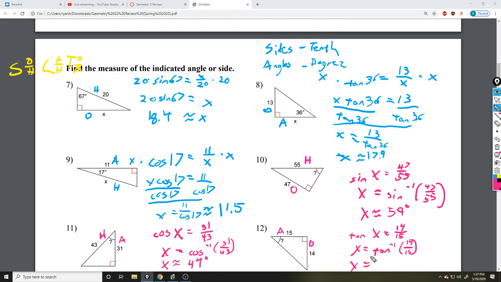And I'll put this one in my calculator here. Tangent inverse of 14 over 15. Again, it's second tangent. And you should get 43.02, so we're going to round that to 43 degrees. There it is.